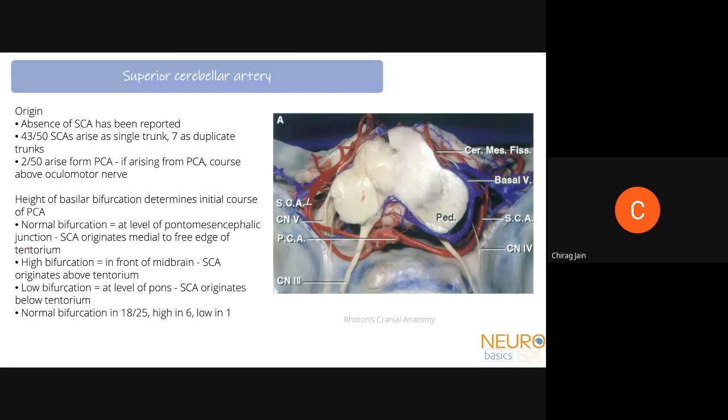So in cases of a high bifurcation, the superior cerebral artery will originate above the tentorium, and in a low bifurcation will originate below the tentorium. In a normal bifurcation, which is the most common, it will originate just medial to the free edge of the tentorium.